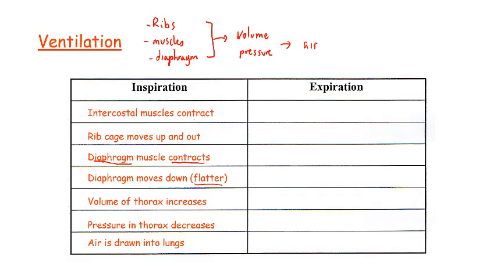Now breathing out then, or expiring, this is like a trip to opposite land. So whatever we've said here, it's going to be the opposite over here. So take a big deep breath out. In this, we can see that our intercostal muscles relax. The rib cage is moved down and in. So big breath out.